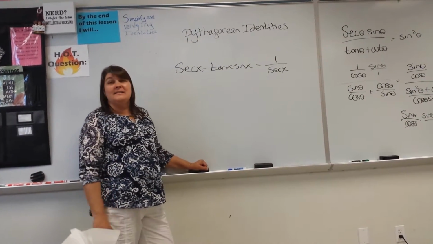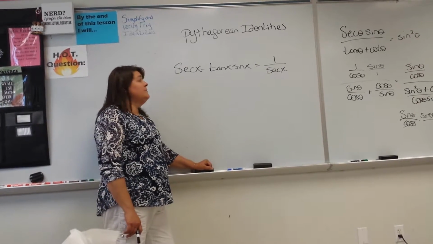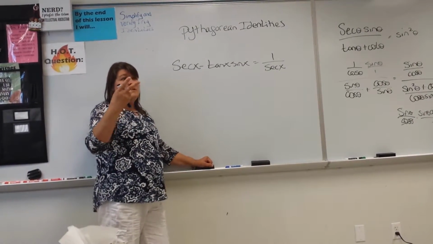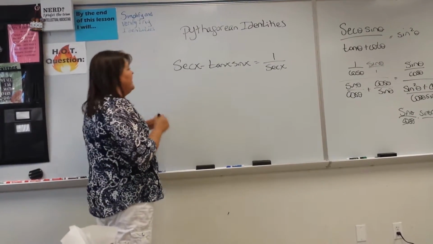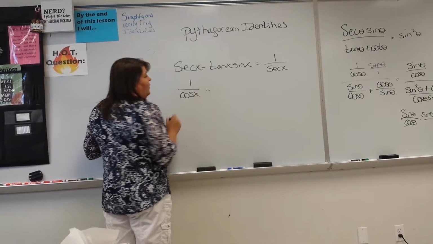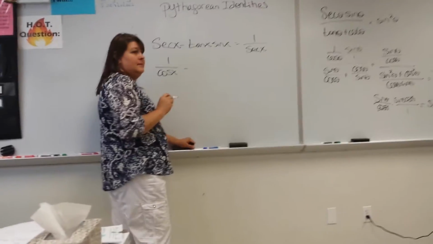Okay, so the left side is indeed more difficult. So I picked that. What's my next step I typically do? Change it. Change it all. So what is secant equivalent to? One over cosine. What is tan? Sine over cosine.